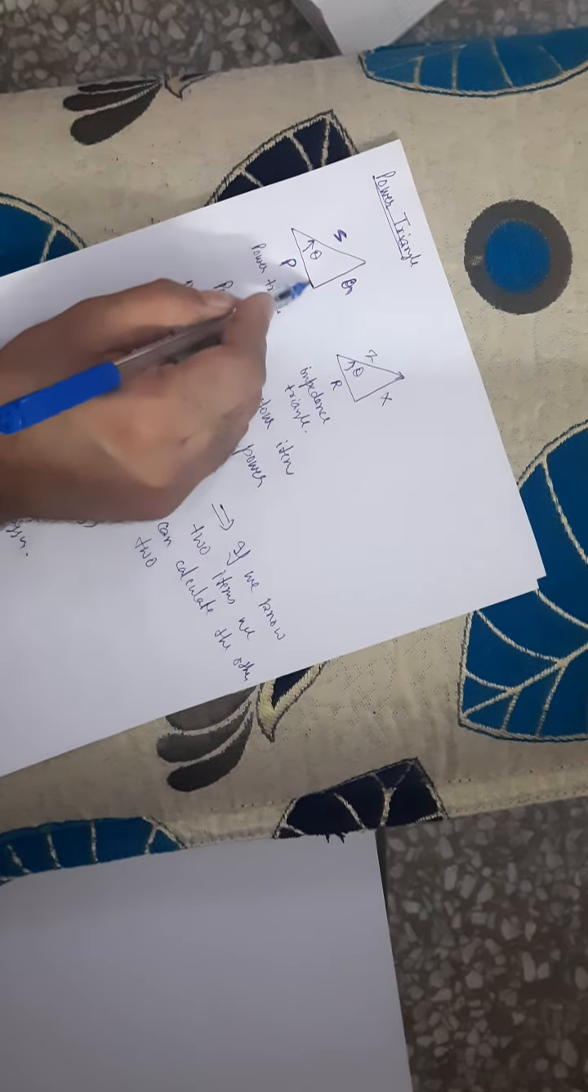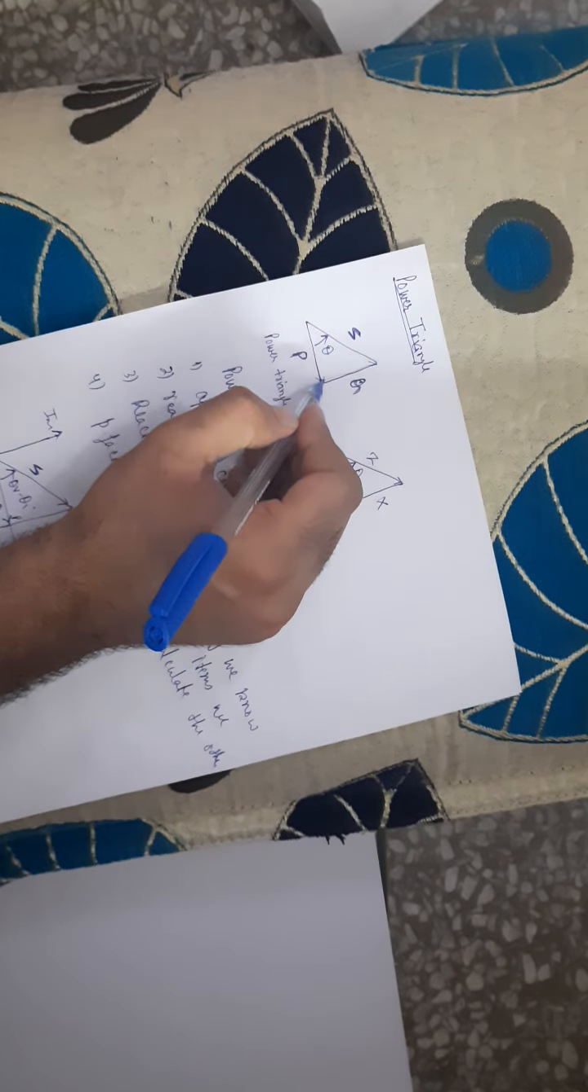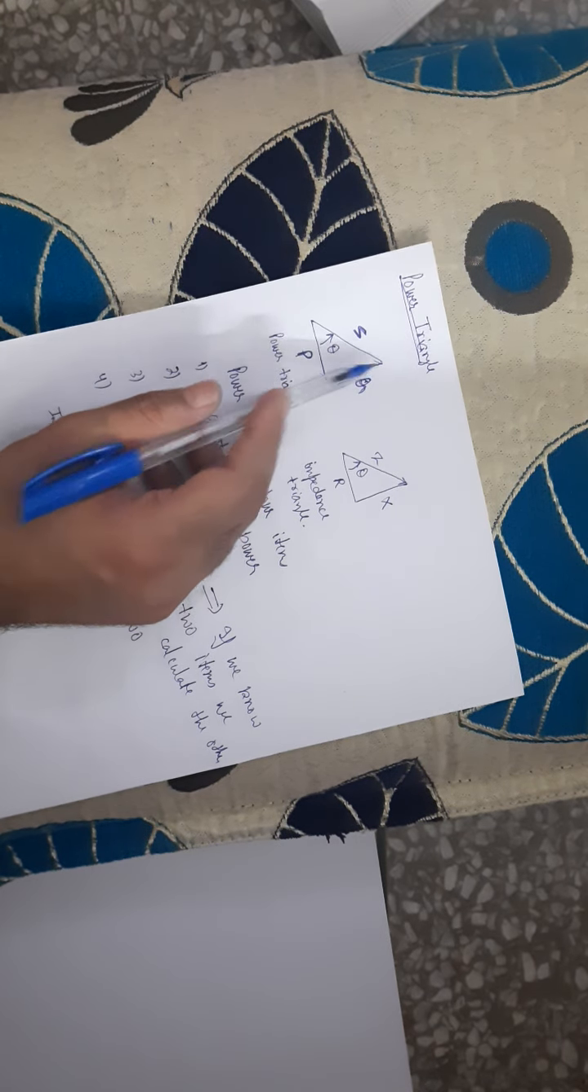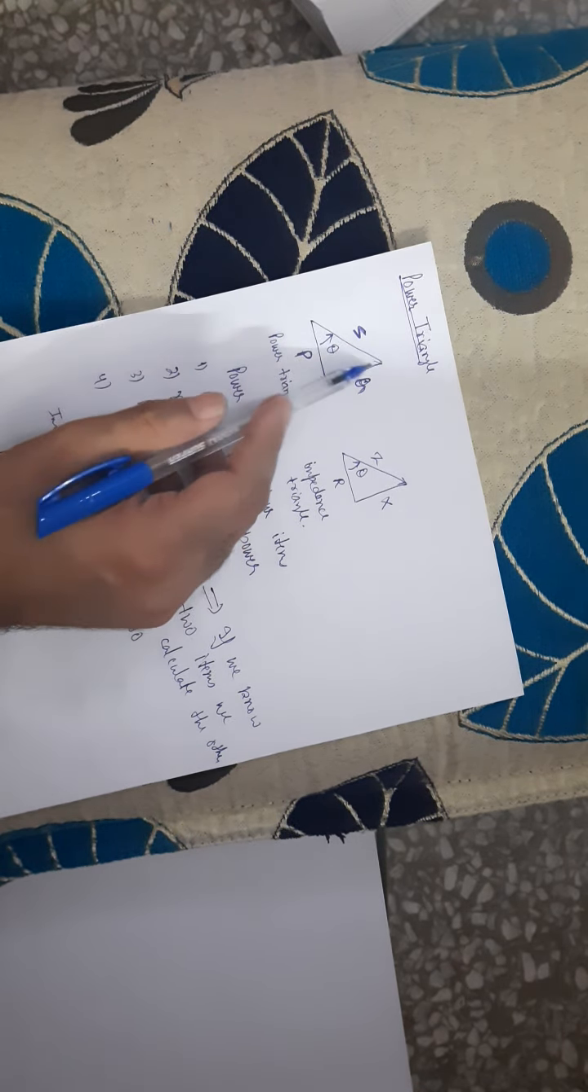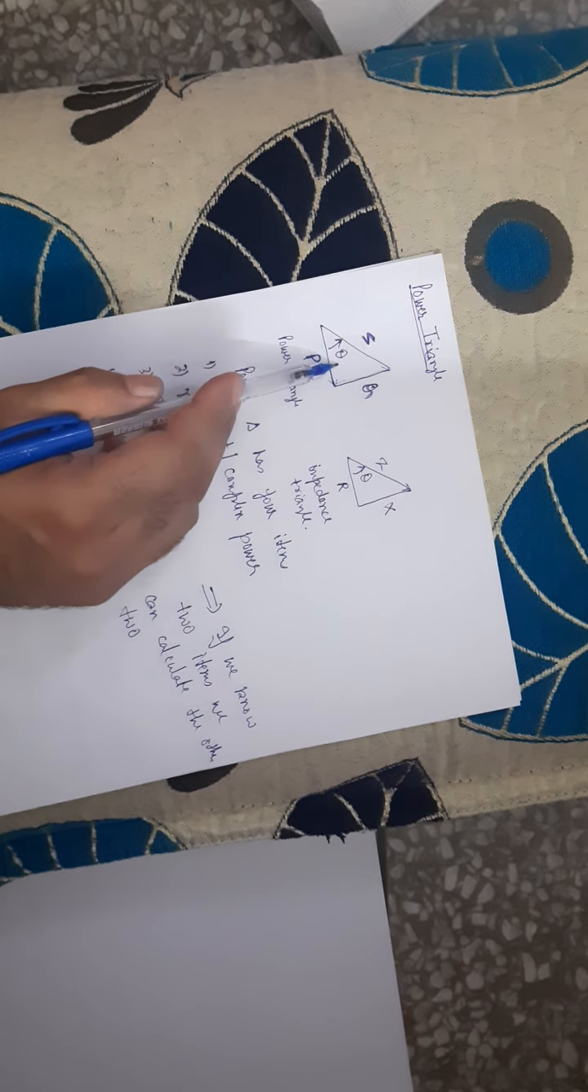What is the power triangle? Suppose this is my active power P, this is my reactive power Q. So P plus jQ, okay, and j means 90 degrees. P plus jQ is nothing but S. This angle is theta, which is equal to theta V minus theta I. So this is called the power triangle.